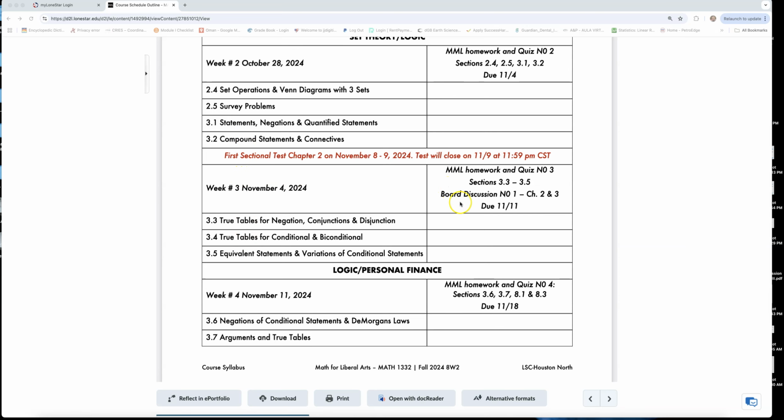The other thing that is very important is that this week the board discussion will be posted. The first board discussion, that I call board discussion number 1, is about chapter number 2 and chapter number 3. For the board discussion, I include 2 problems, one for sets and another one for logic. The one for sets is about surveys, so survey problems.